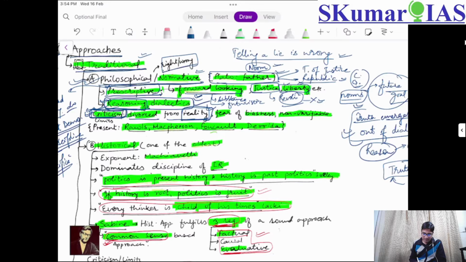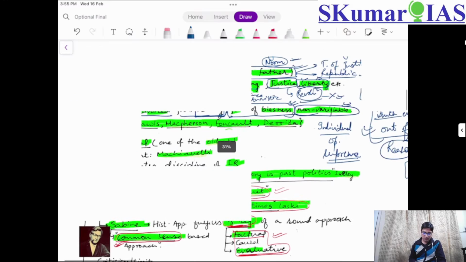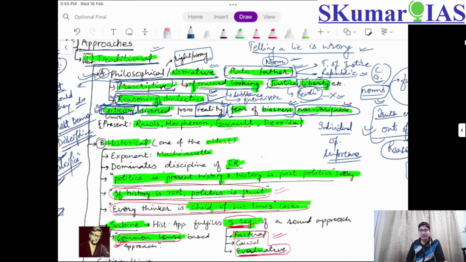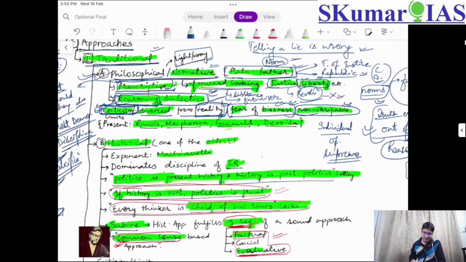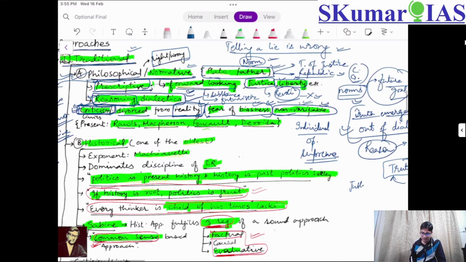So there is always fear of biasness, and it is non-verifiable. Why is there fear of biasness? Because the individual opinions are supreme. The individual opinions are always getting supremacy. That's why it is always said that it may be biased. There is always fear of biasness, and it cannot be verified. Plato says that justice is the supreme virtue. How will you verify it? There is no way of verifying whether something is the supreme virtue or not.